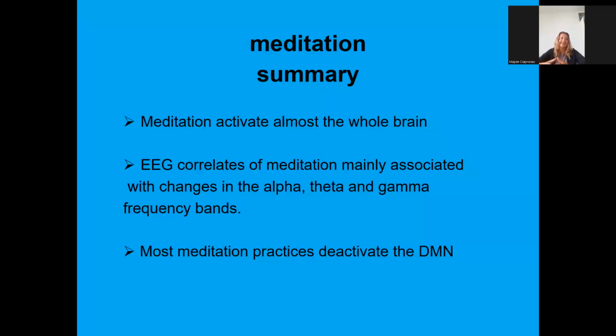So, let's summarize the information about the brain organization of meditation. We observe activation of almost the whole brain. That is, a large number of its areas are activated during meditation. EEG correlates of meditation are mainly associated with changes in the alpha, theta, and gamma frequency bands. Most meditation practices deactivate the default mode network. Please, next slide.